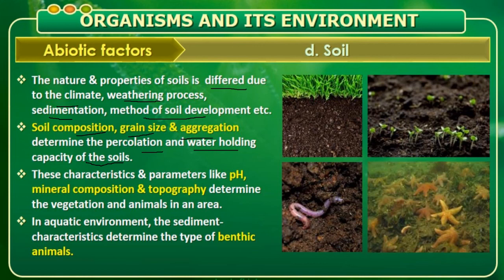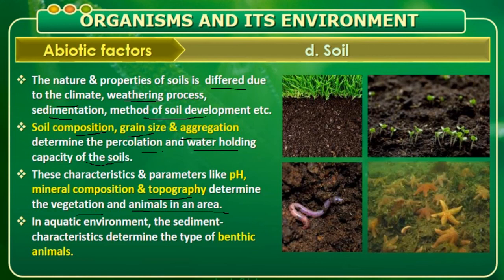Then these characteristics and parameters like pH, mineral composition, topography. Topography means the climate existing in the present soil determines the vegetation and animals in an area. Now, in a desert, there will be a desert rat, a squirrel, a snake, a camel existing. That means the biome will also decide the types of animals and plants existing in the area. So even soil plays an important role for the existence of both flora and fauna.